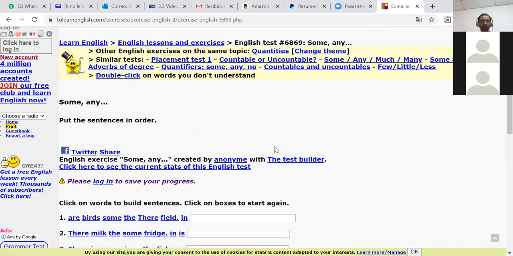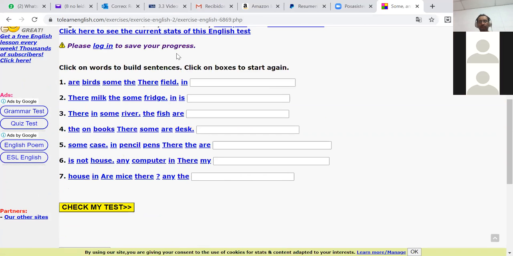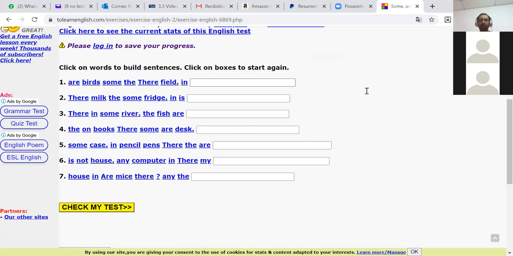Okay. Put these sentences in order. Are birds some the third field in? Only click on the word. We need to order the sentences correctly. I don't understand very well. Marvin, what do you think? What is the first word in the sentence?